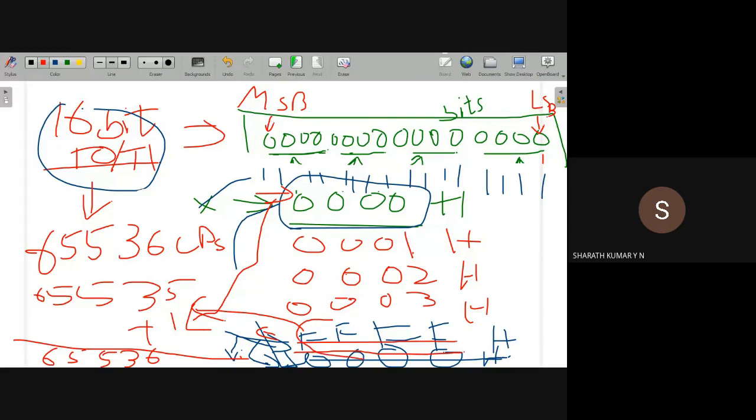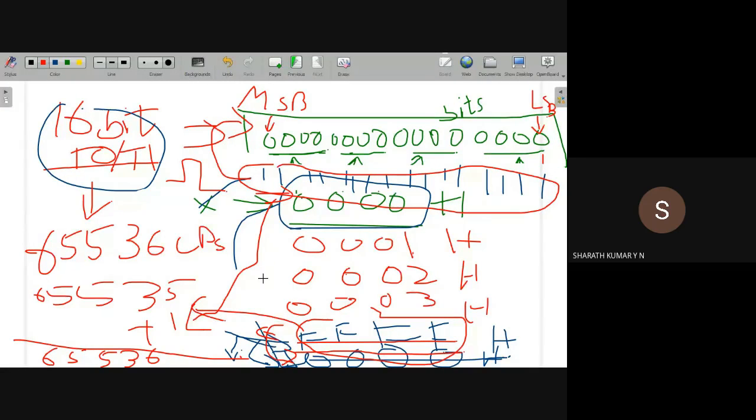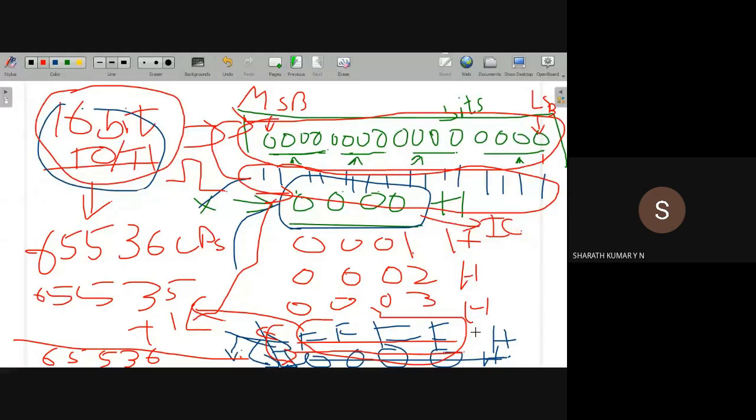After reaching a final count of FFFFH, that is, all bits equal to 1, when the next clock pulse comes, it cannot count further. The count is reset back to 0. Okay, so this is for the 16-bit operation. That means the initial count is always 0000. This 0 is called the initial count, and FFFFH is called the final count of a 16-bit timer.